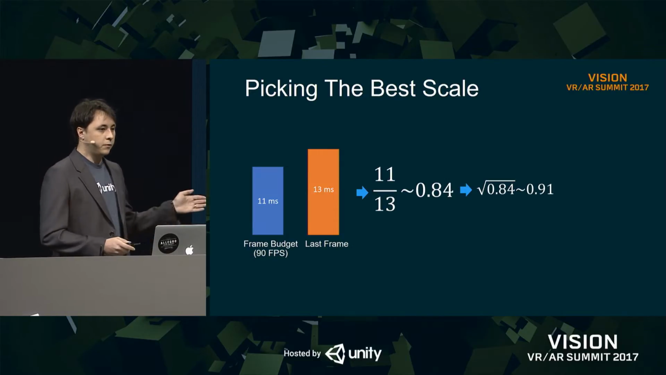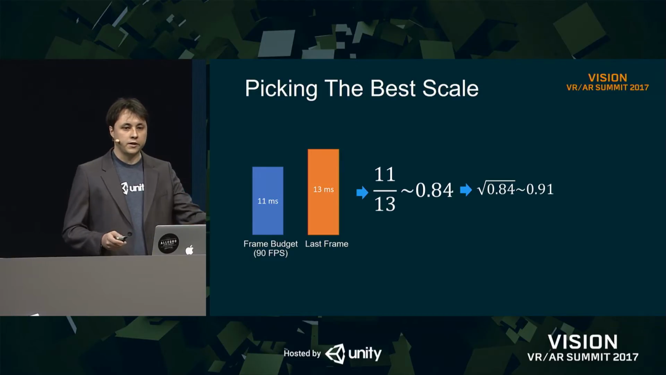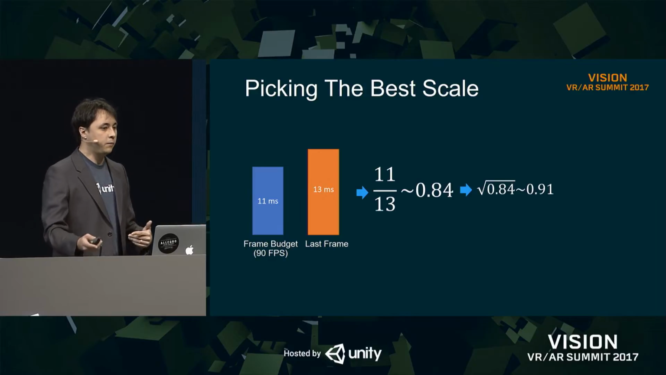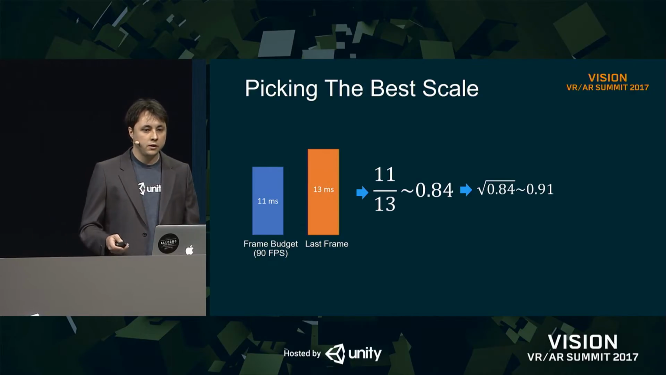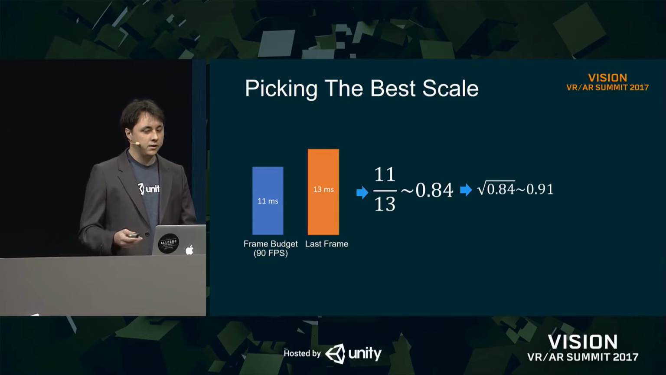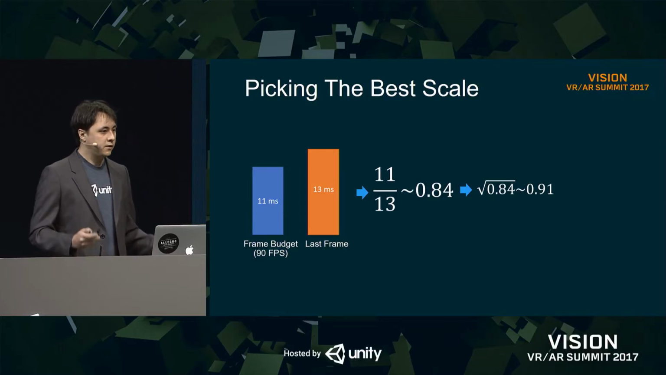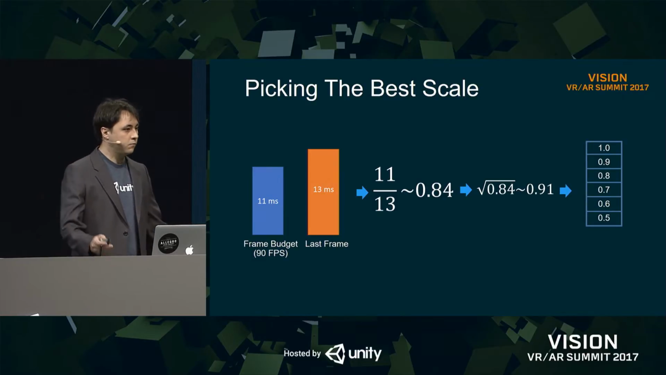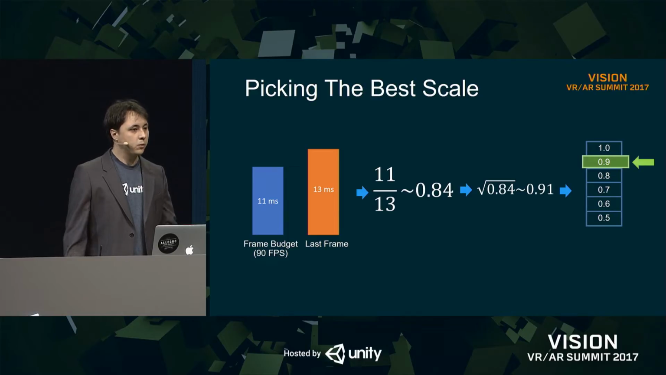Could you use that number already just to set the viewport scale? You could, but what if next frame you compute 0.92 or 0.90? That's going to lead to some pixel wiggling and doesn't look as good. So what we recommend is to have a table of discrete scale values and select one based on what you need.